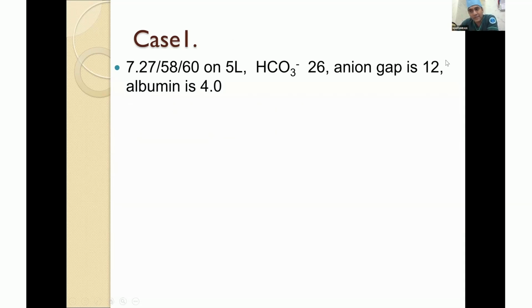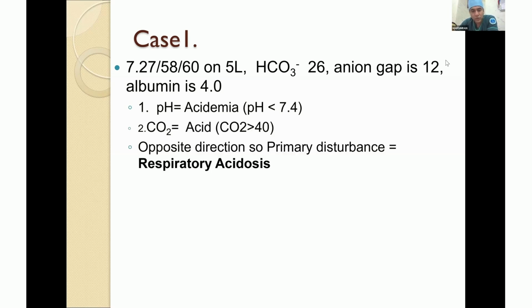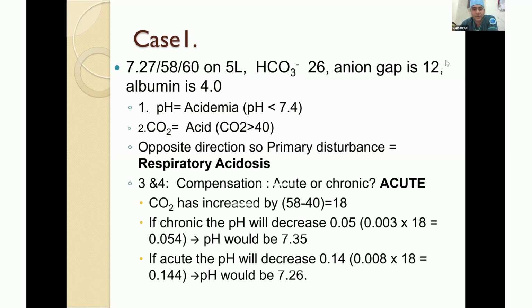So again, first step, look at the pH, whether it is above 7.35 or below. It's less than 7.35, it's 7.27. PCO2 58, the normal value is 30 to 40, so it is increased. Above 40, it is 58. So pH and PCO2 are moving in opposite direction. It means the disorder is respiratory. So first thing is pH acidemia, then CO2 is more. So moving in opposite direction, it is a respiratory disorder.